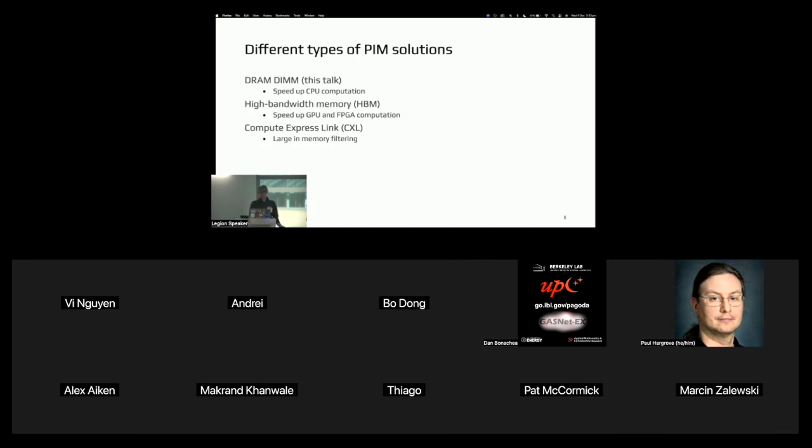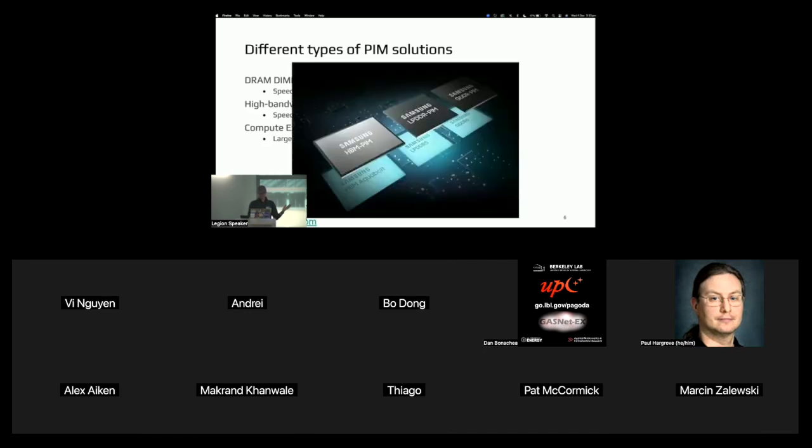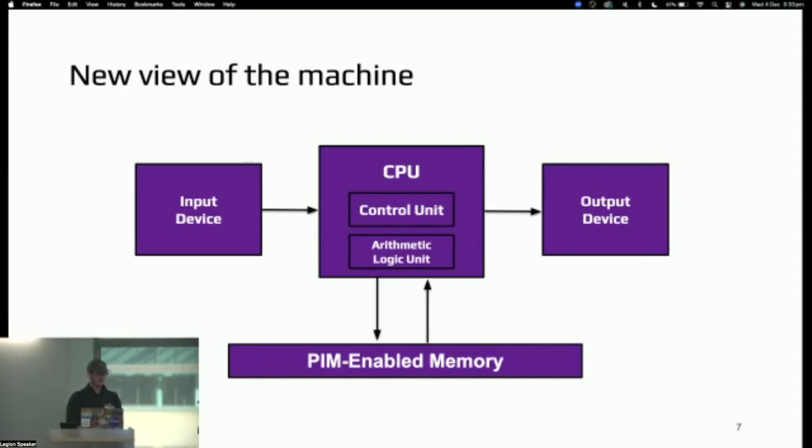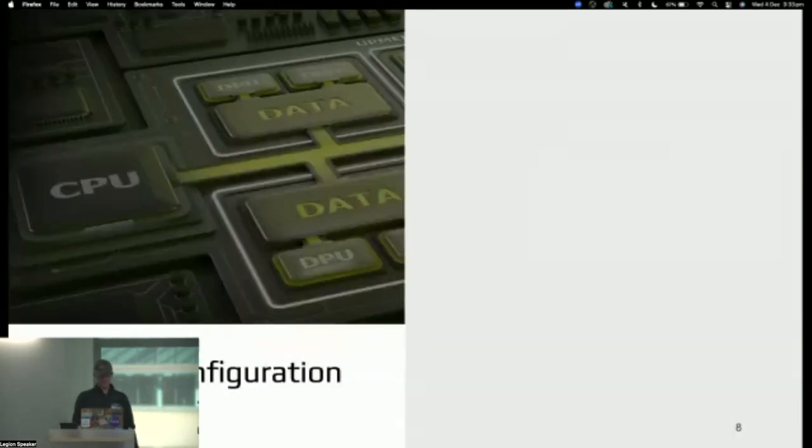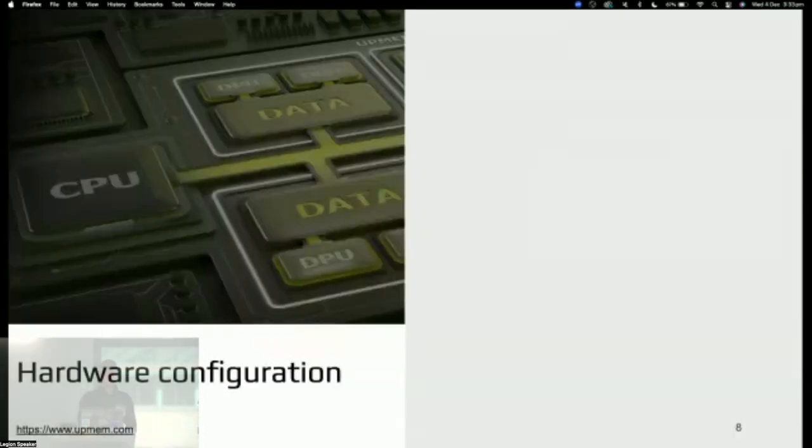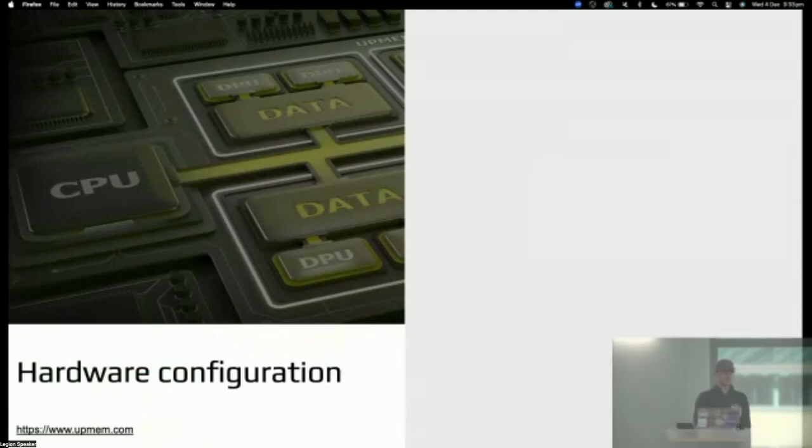There are other solutions, like high bandwidth memory, that you could drop in and replace. Samsung has worked on that, where it will speed up your GPU kernel computation. So there's just a picture of some of theirs. They're taking a very heterogeneous approach to PIM, just speeding up all these different things. But yeah, PIM-enabled memory. The specific hardware solution that we've used is UPMEM.